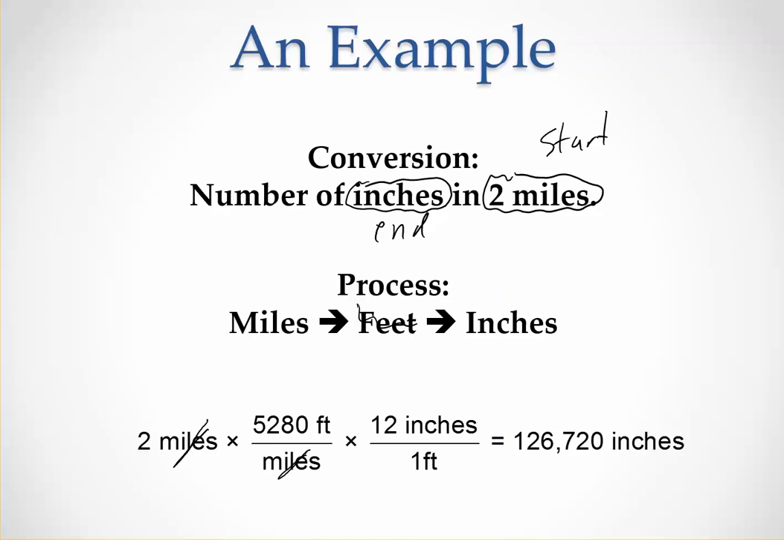If we stop here, our ending unit would be feet. But we don't want to do that. That's not what we want to stop at. We want it to be in inches. So we know that there are 12 inches per foot. So then we can cancel those out. And then we have 1,260,720 inches. And that is the ending unit that we wanted.